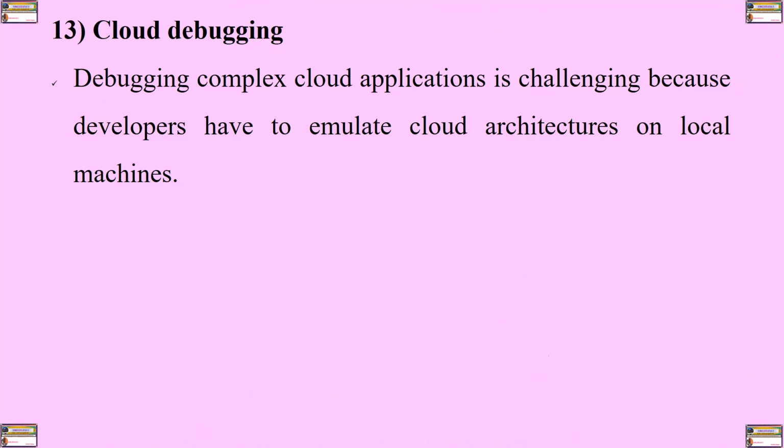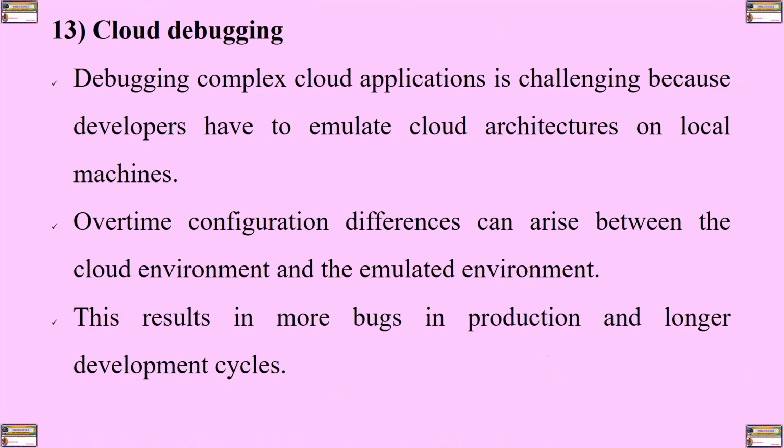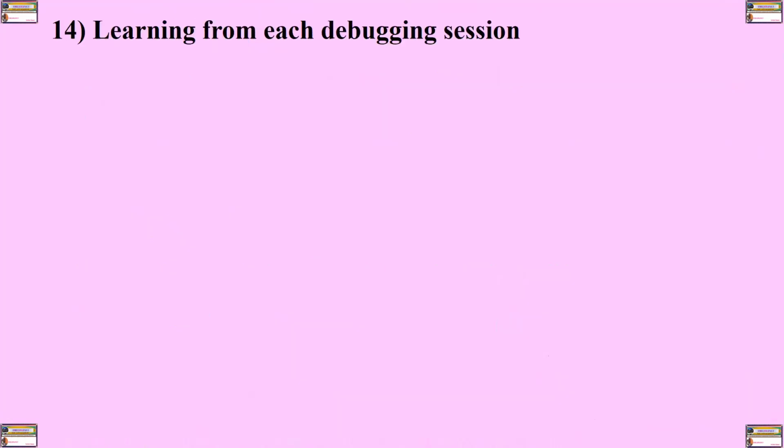Debugging complex cloud applications is challenging because developers have to emulate cloud architectures on local machines. Over time, configuration differences can arise between the cloud environment and the emulated environment. This results in more bugs in production and longer development cycles. Special tools are required for more efficient cloud debugging.